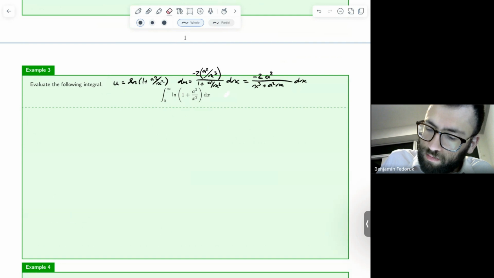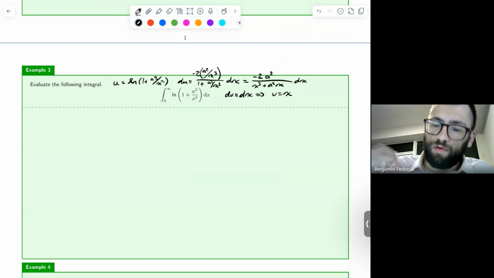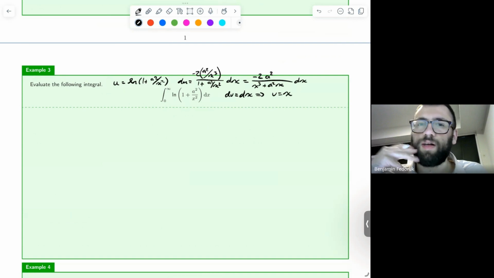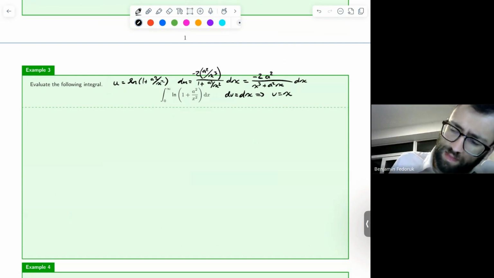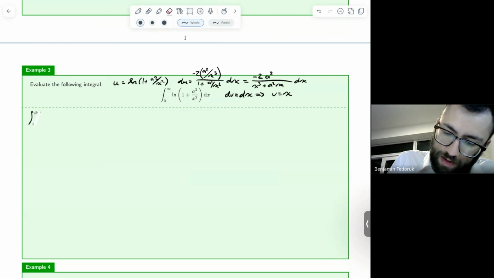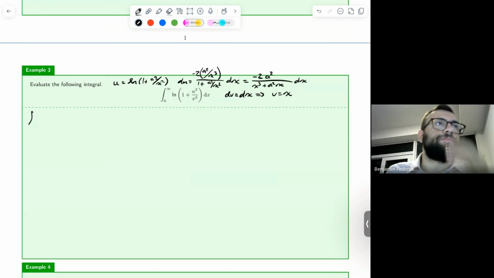Let's do our super easy dv equals dx, then that means v equals x. So that's a typical by parts thing you would do to solve lns, right? You might have done that in a previous course. Anyways, we can keep going here. So we've got our integral from 0, and do I want to change the bounds? Yeah, sure. Let's change the bounds.